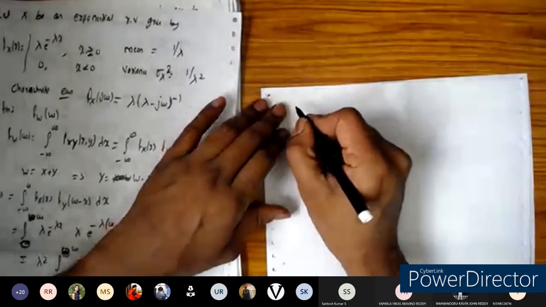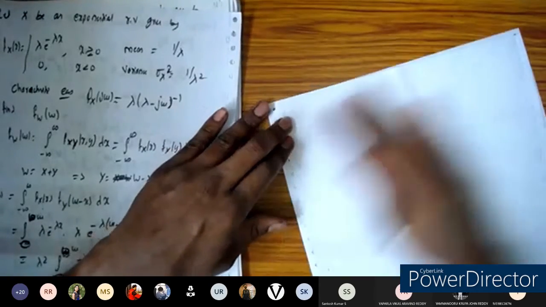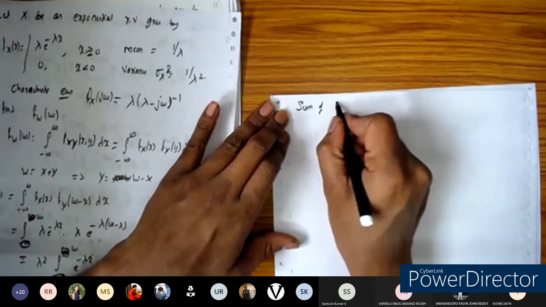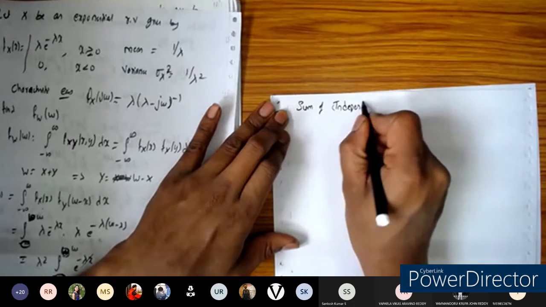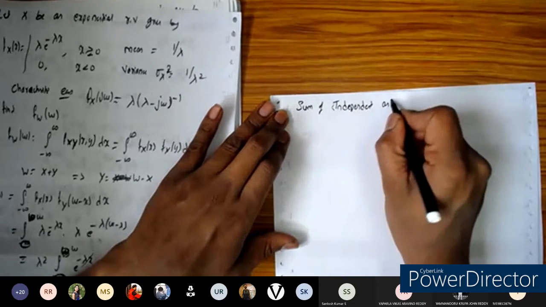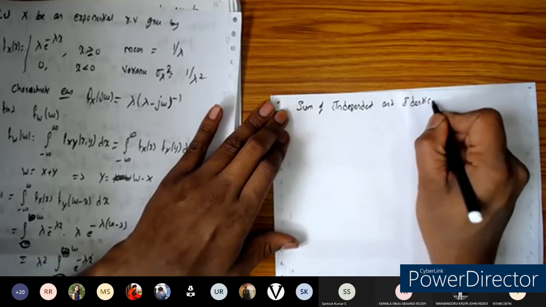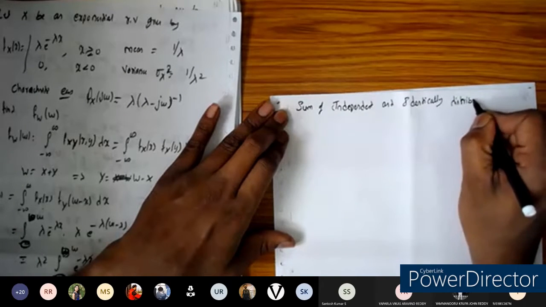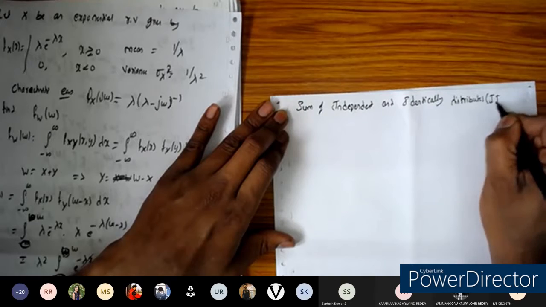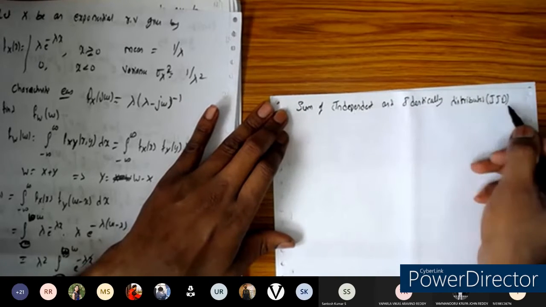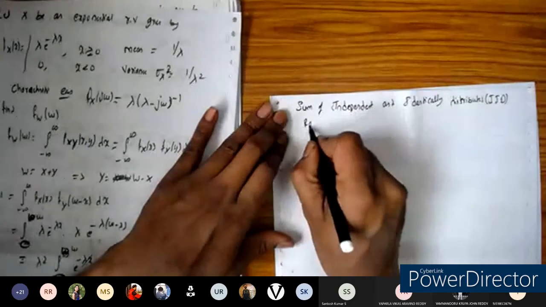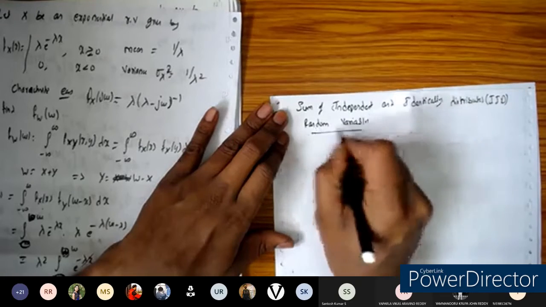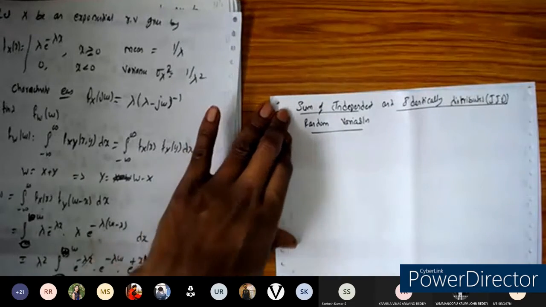Among those, the topic I am going to do is called the sum of independent and identically distributed random variables. This is called IID, which is nothing but independent and identically distributed random variables.